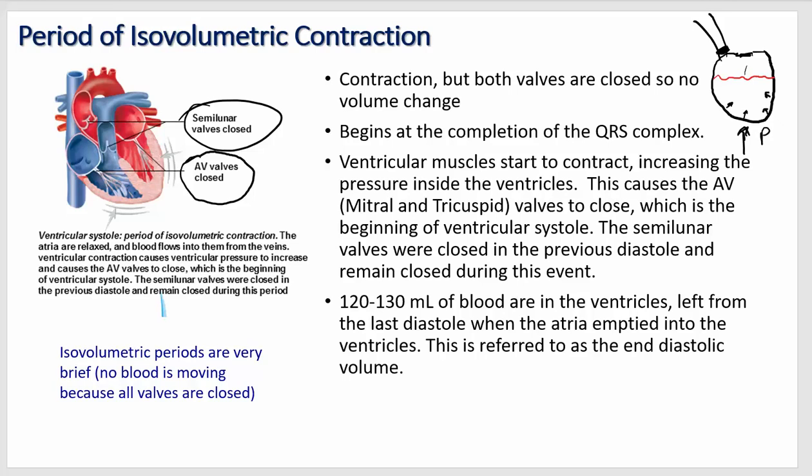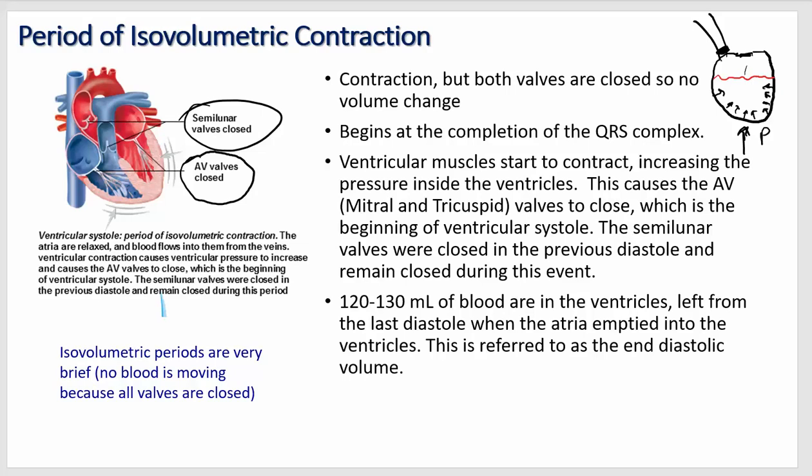So we call this isovolumetric because we've got squeezing, but there's obviously no change in volume. Okay? The blood isn't being pushed out because the valves are all closed. So we have the squeezing, this increase in tension that's happening despite no change in volume. Okay, so the ventricular muscles start to contract, increasing the pressure inside the ventricles, causing the AV valves, mitral and tricuspid, to close. Semilunar valves were already closed. They had to be. We saw that last time. They have to be, or it would just flow right through.